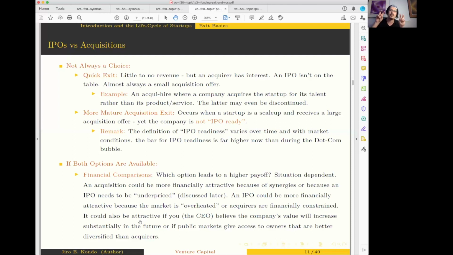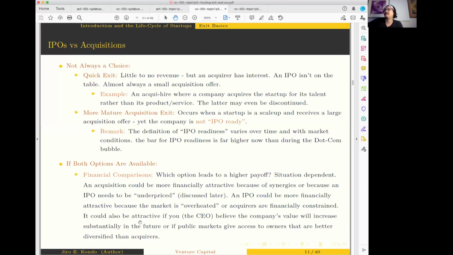Something called an acqui-hire, an acquisition that's called an acquisition, but is actually just hiring a whole team, and you'll use them to do something else in your company. Really, really quick acquisitions non-negligibly often are of that type, right? So sometimes you don't have a choice in saying, I want to do IPO or acquisition. You just have one option, and it's almost always, in that case, going to be an acquisition, right?